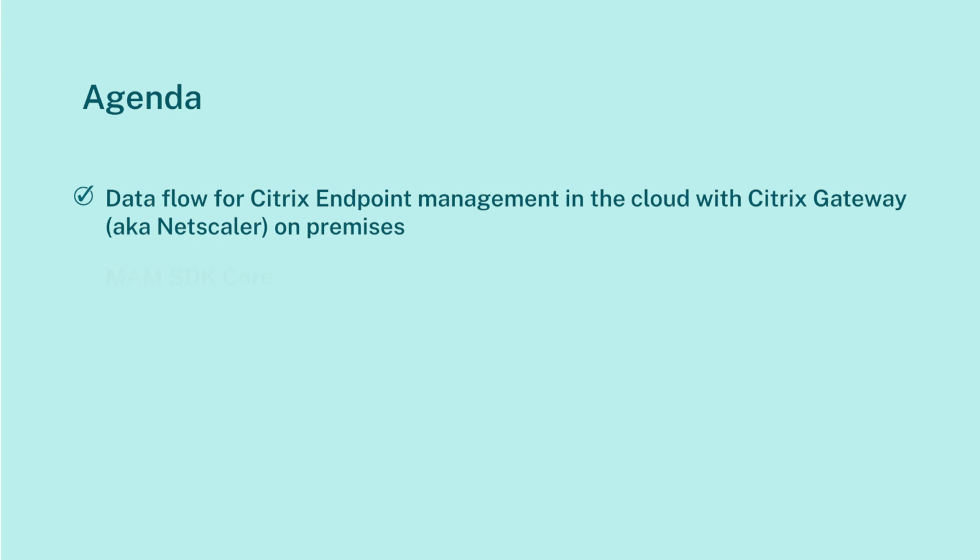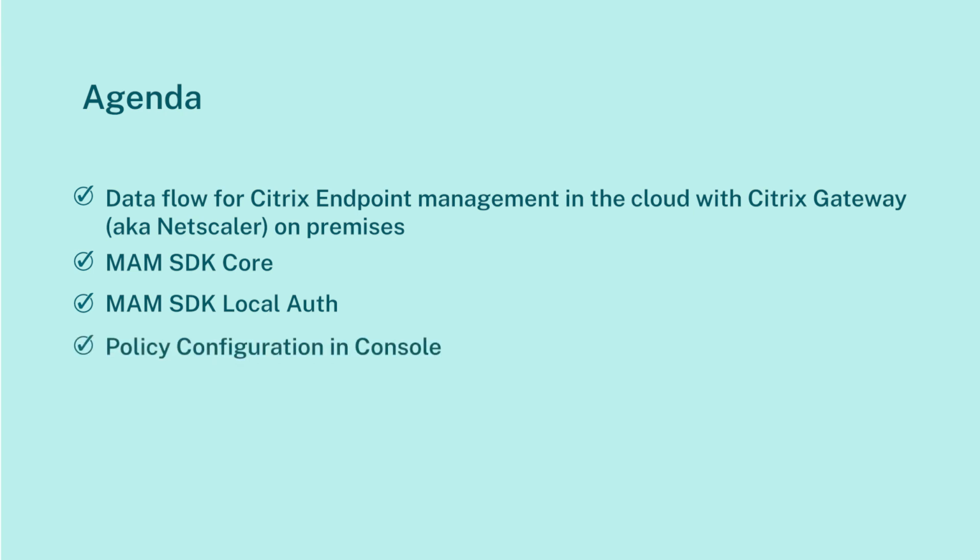We'll talk to you about the MAM SDK core and make sure you've got those pieces in place. This video doesn't cover that, but it's important that you're aware of it. We'll also take you through the MAM SDK setting up the local auth inside your application. So we assume your application is already created and you're just augmenting it with our SDK. We'll then show you the policy configuration inside the endpoint management console in the cloud, and then we'll take you through testing that and debugging it on the device.